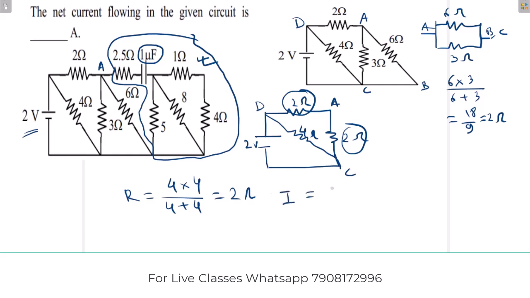So the current I is E by R or V by R, that is 2 volt divided by the total resistance 2 ohm. So 2 by 2 is 1 ampere. So the net current in the given circuit is 1 ampere.